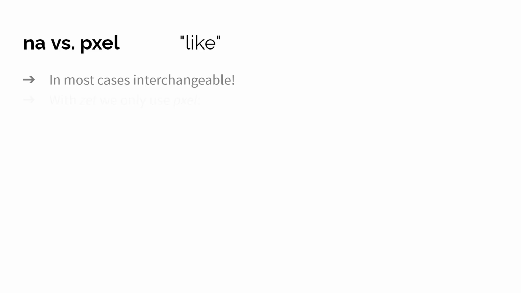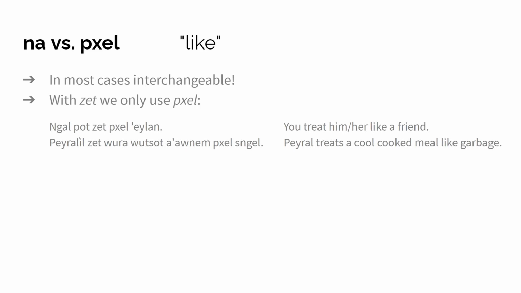First one is together with the verb zet. With zet, we only use el. Zet means to treat something emotionally like something. So for example, ngal bod zet, you treat him or her, el eilan, like a friend. Or the next one is an official sentence, Peiradil zet wura wutsot a aunem, Peiral treats a cooked meal, el snel, like garbage. So in these two sentences, you can only use el. You are not allowed to use na.